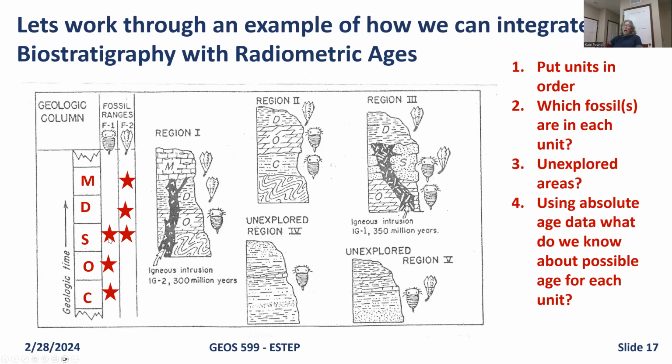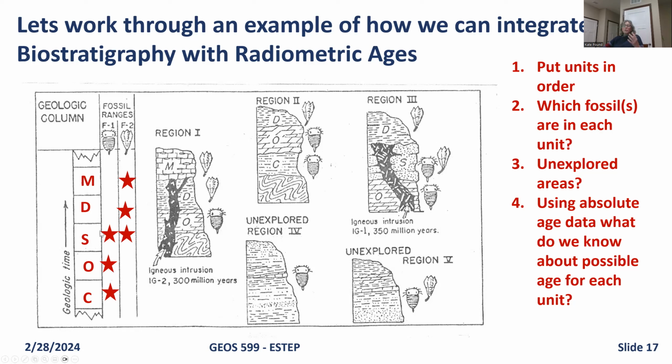Okay, so I'm hoping this is what you determined. M and D just have fossil F2. S has fossils F1 and F2, whereas C and O just have fossil F1. So if you were a paleontologist, you might end up observing that F1 was living through unit S. And then we have the introduction of fossil F2.